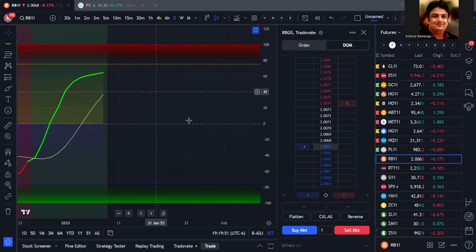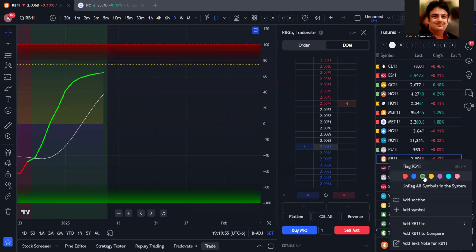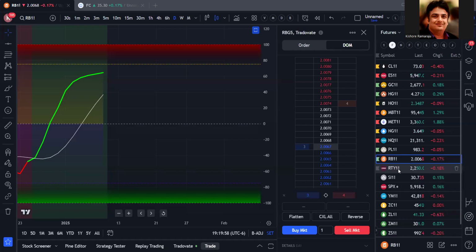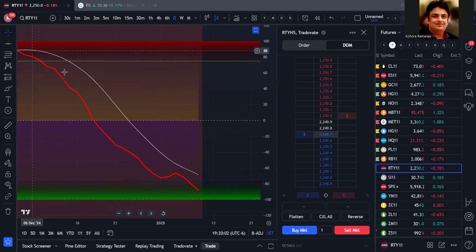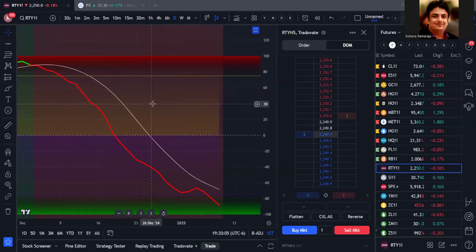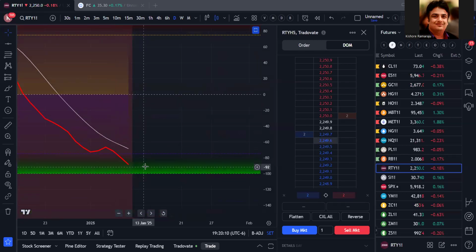RB also still has some more potential to go up. There is a lot of gap between them. So RTY came all the way down, right? It was in the overbought area. Then sellers took the control and it came all the way down. Now it is suddenly, right? Maybe Friday or Monday, it can start becoming bullish. So it can drop a little more, but it is a little risky.